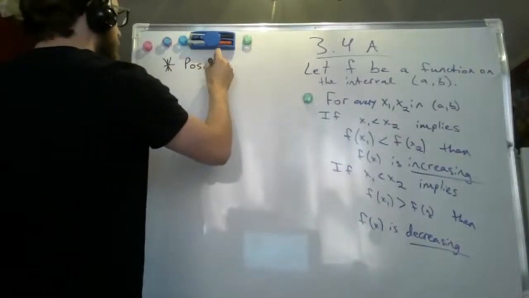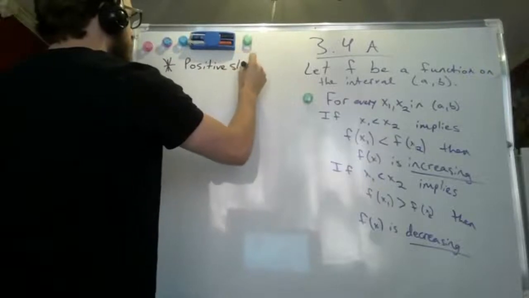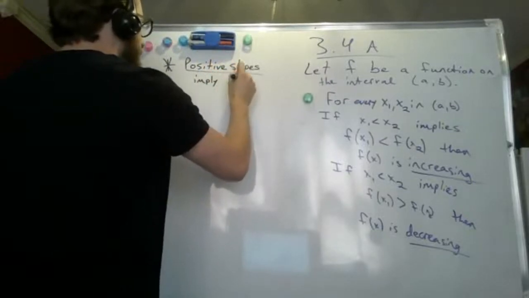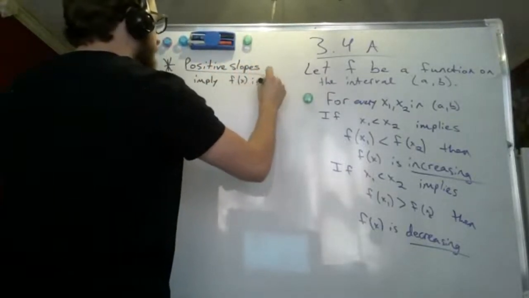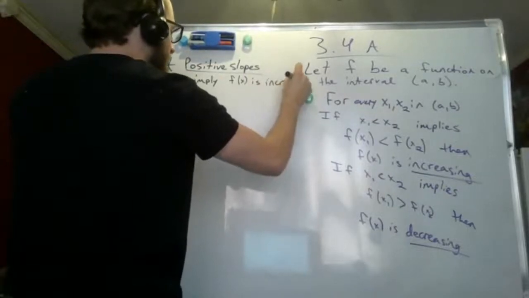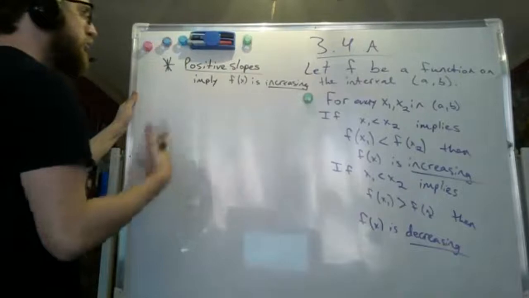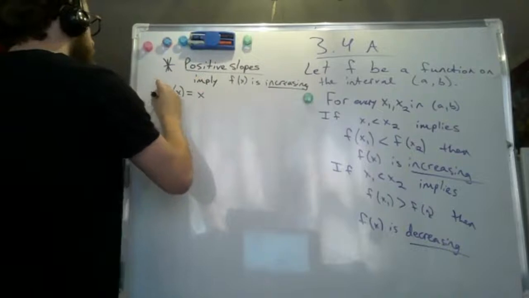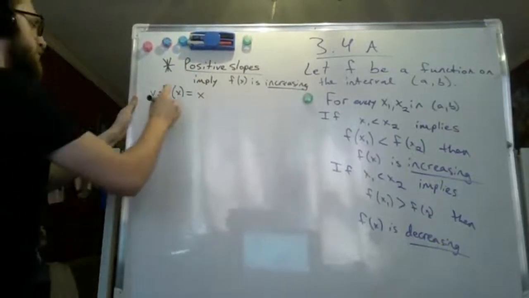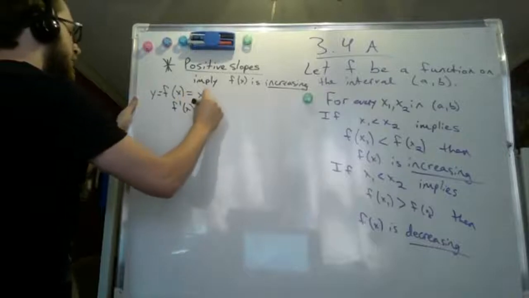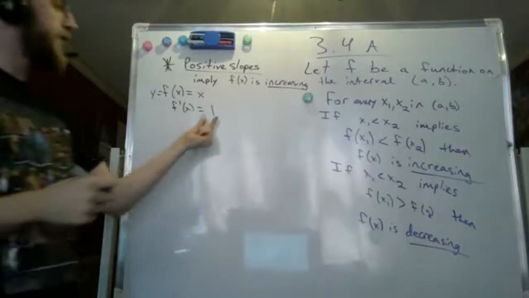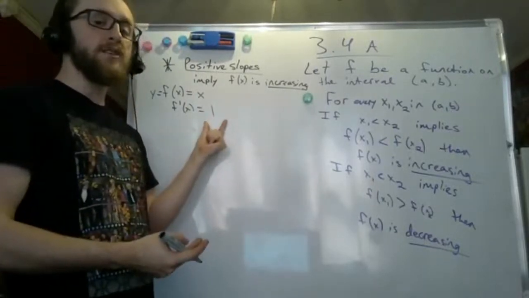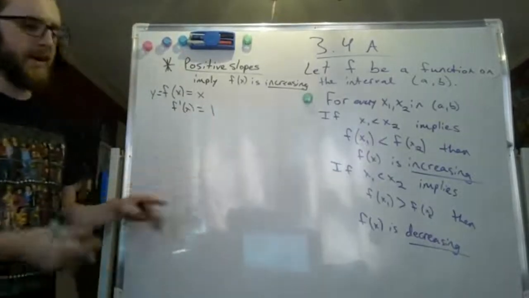positive slopes imply f of x is increasing. Why is that true? Well, again, think about our example where f of x equals x. This is where y equals x. What's the first derivative of this? Well, the first derivative is just a constant 1. So that means for any x value, the slope is always 1. Well, is 1 positive or negative? 1 is positive. So this tells us the slope is positive everywhere.